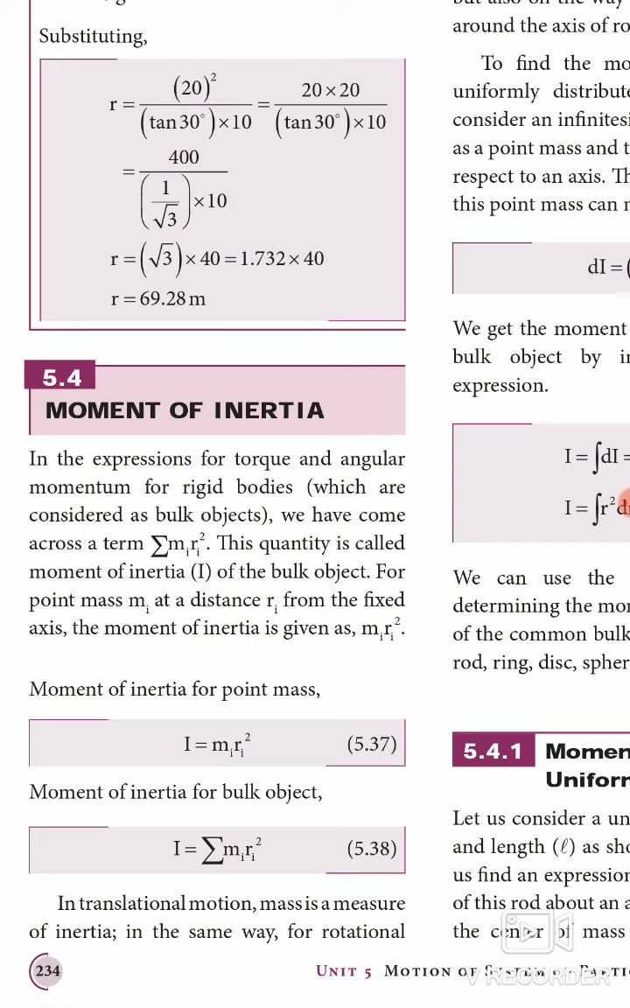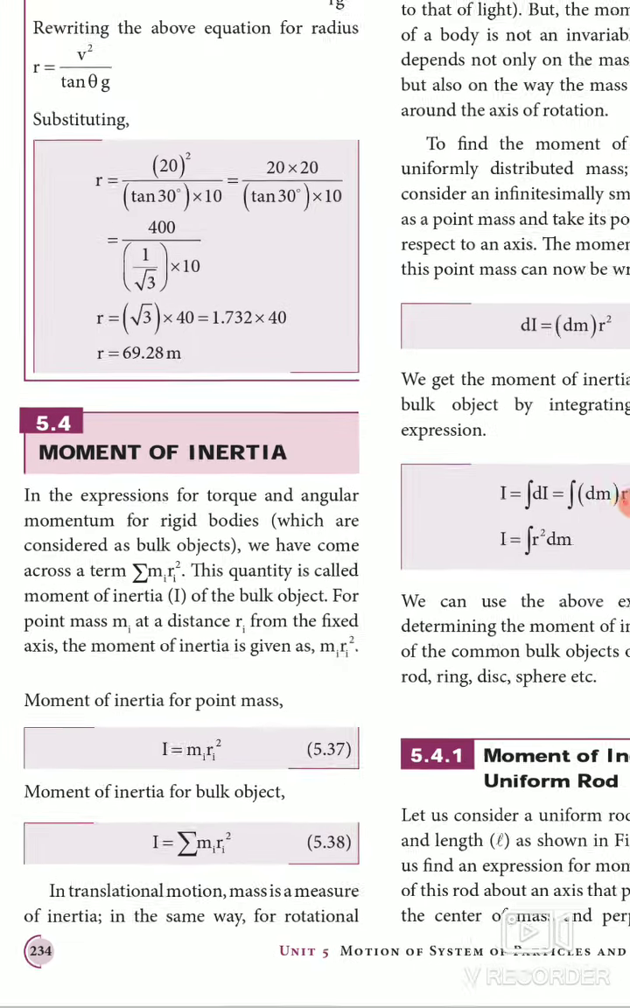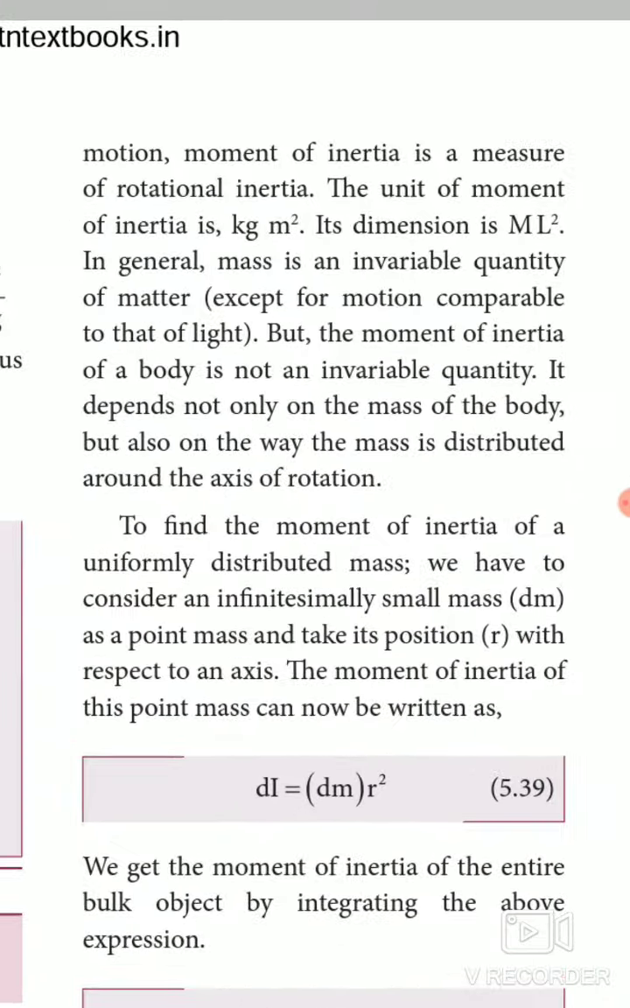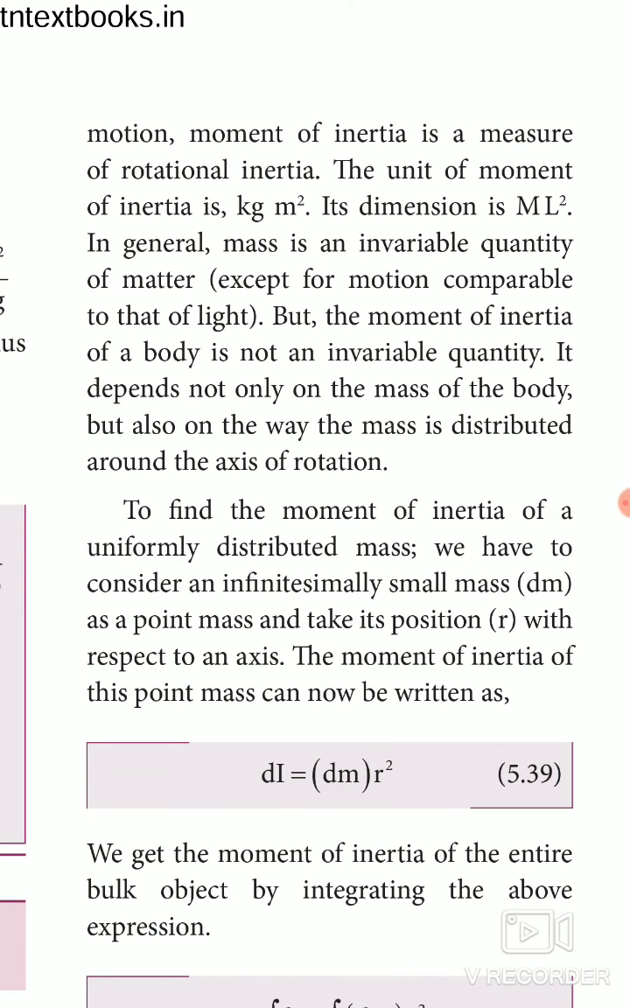In translational motion, mass is a measure of inertia. In the same way, for rotational motion, moment of inertia is a measure of rotational inertia. So its unit is kg m squared. The dimensional formula for moment of inertia is M L squared.